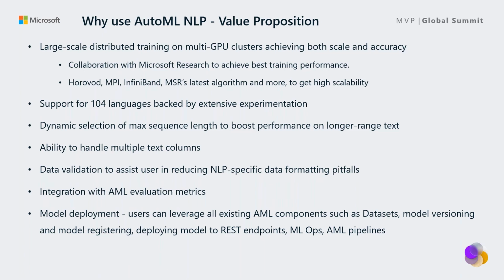We also support 104 languages, backed by extensive experiments. So you just provide us with your language, and we are going to select the best base model for you. What's next? We also have dynamic selection of max sequence length to boost the performance on longer-range text. So if you have a text dataset with over 256 tokens, we can also handle that for you. And we have the ability to handle multiple text columns.